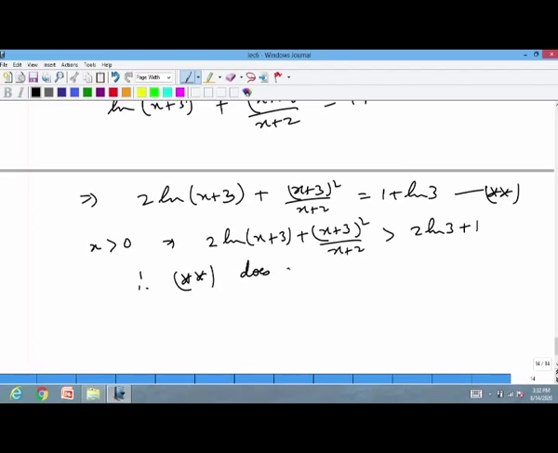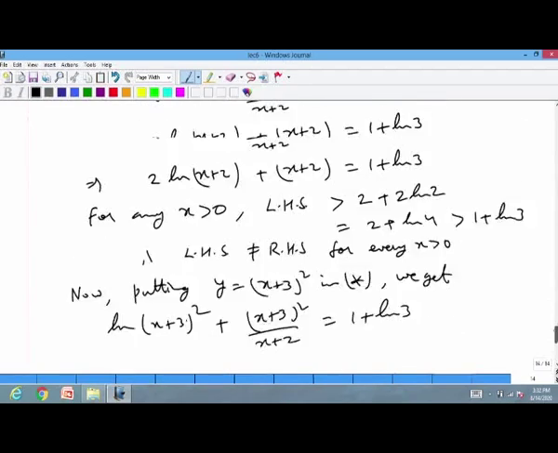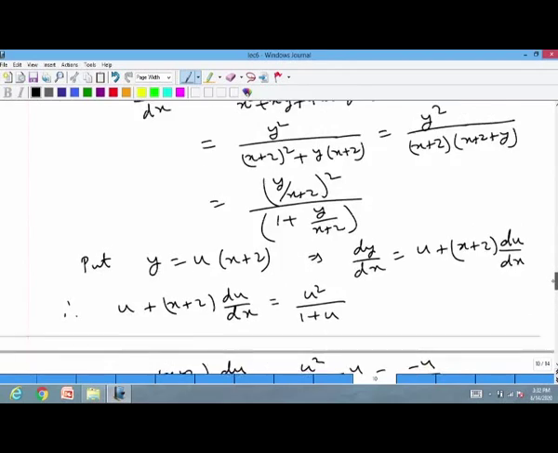Does not hold for any x bigger than 0. Therefore, the solution curve does not intersect y equal to (x plus 3) square. So, that means that option D is correct.